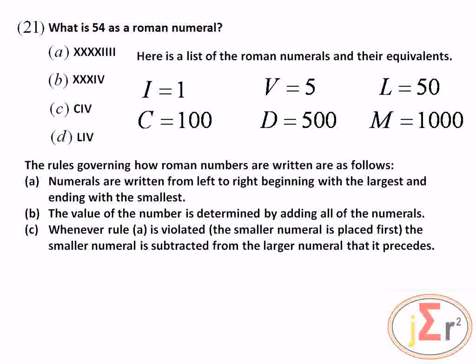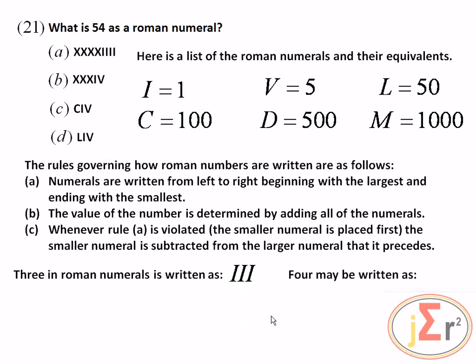All that it means is that Roman numerals are generally written from the large to the small. When the small comes before the large, the small is subtracted from the large. So let us see how some numerals are written before we attempt to write 54. 3 in Roman numerals is written as III. So all we have to do is add the values for I, 1 plus 1 plus 1, and that is equal to 3.